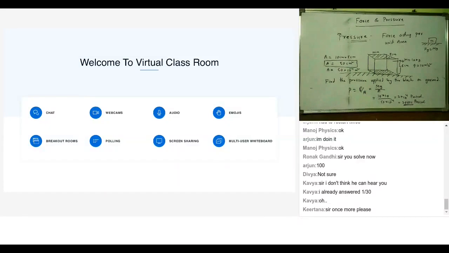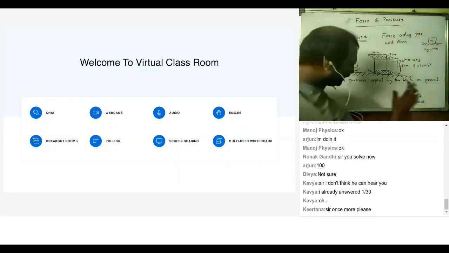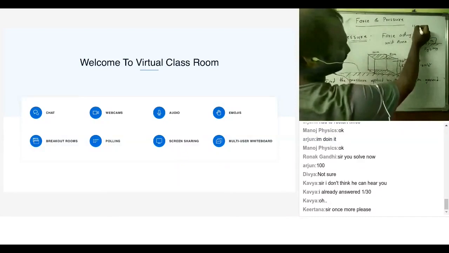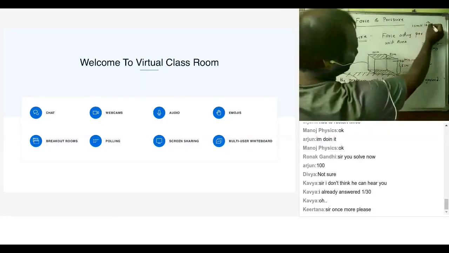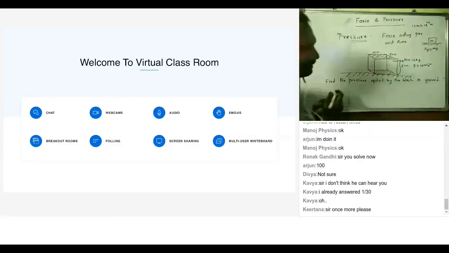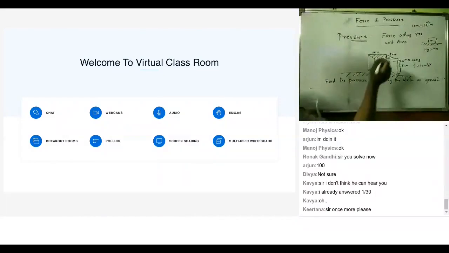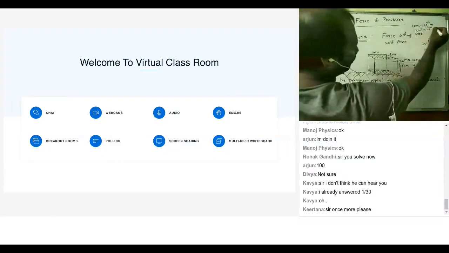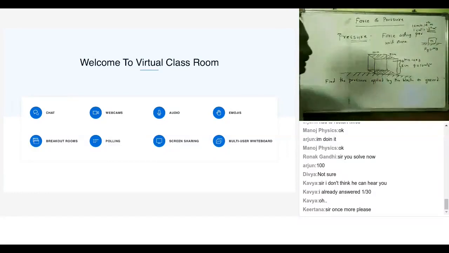Okay, so let me clear the board. We'll go step by step. So I'm just doing it again. A quick review: what is 1 square centimeter equal to? What is 1 centimeter equal to? 10 power minus 2 meter. I hope you remember from the previous question, right? Yes, sir. So 1 centimeter square equal to how much? 10 power minus 4 meter square. Is that fine? Yes, sir.